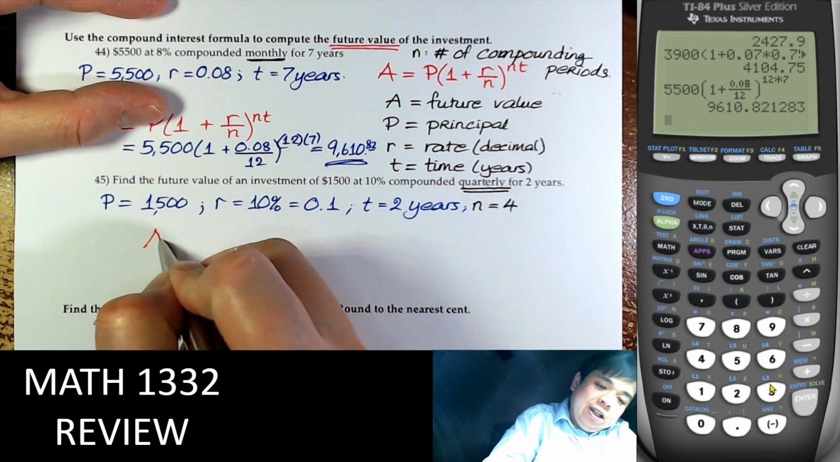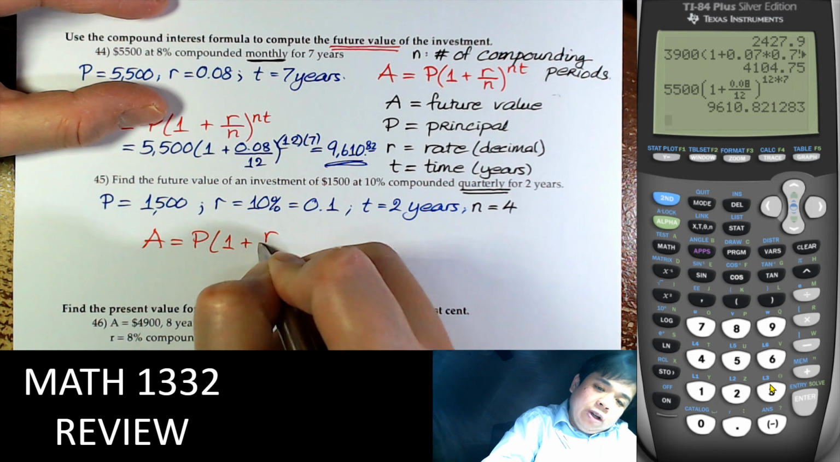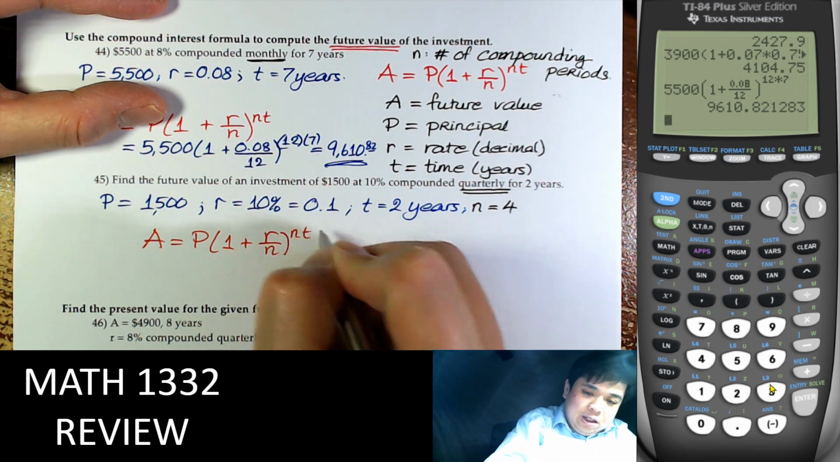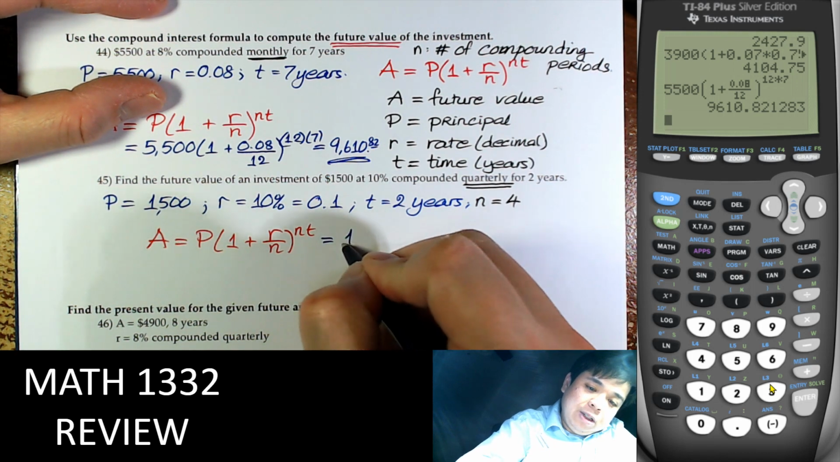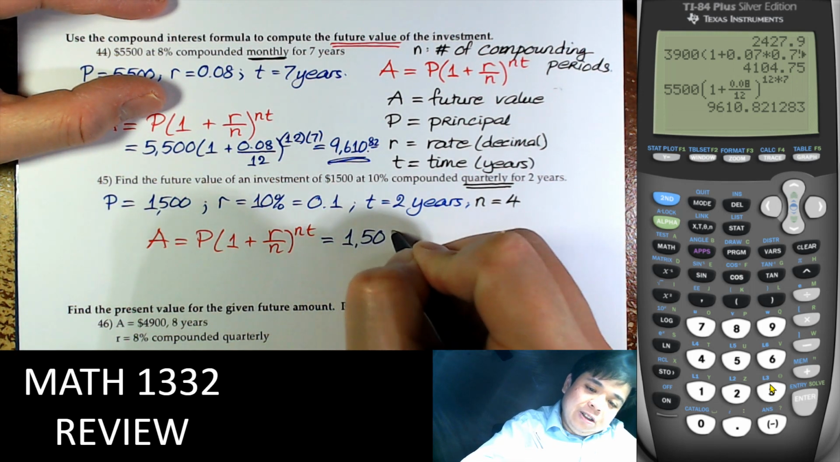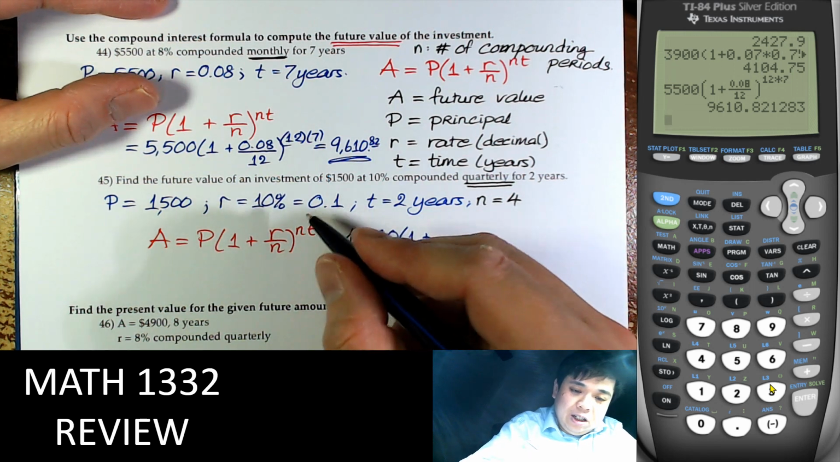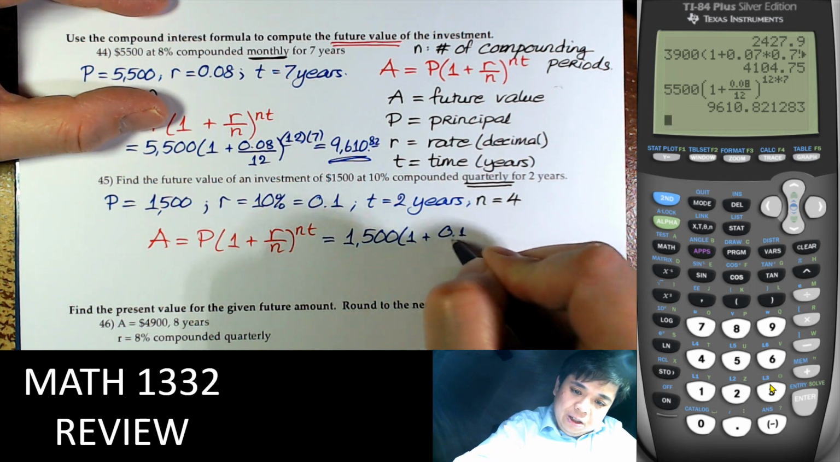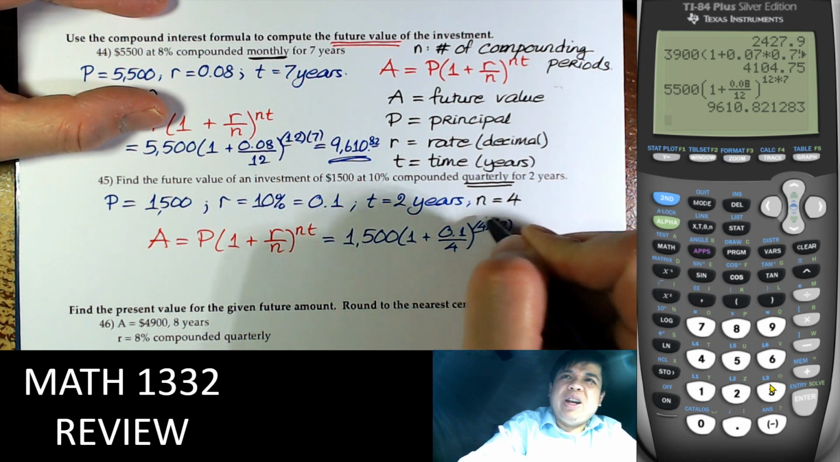So we have A equals P times 1 plus R over N to the NT. So 1,500 times 1 plus the rate over 4 to the 4 times 2. Or just write 8 here.